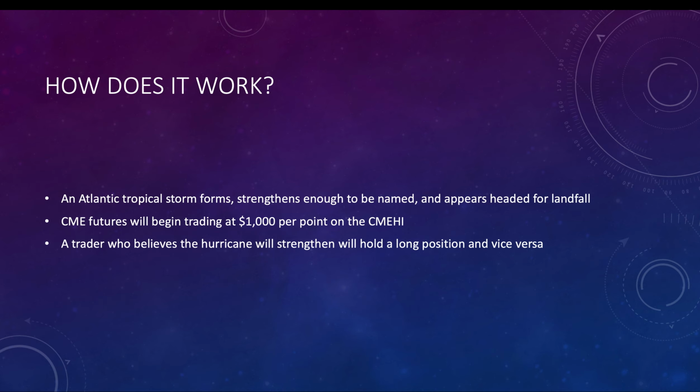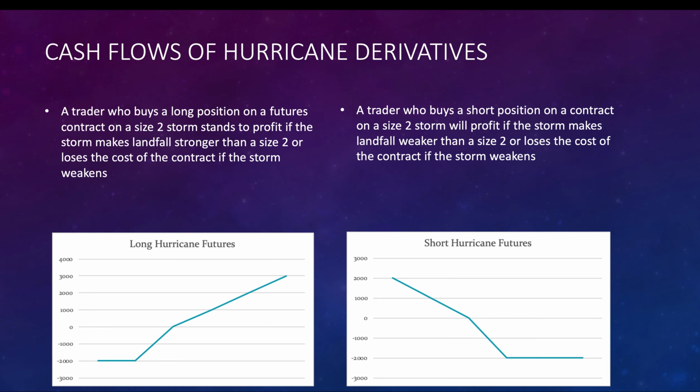So when an Atlantic storm forms and it strengthens enough to be named and appears to be headed for landfall, that's when these futures and options will begin trading. They start trading at $1,000 per point on the CMEHI. A trader who believes that the hurricane will strengthen will hold a long position, and vice versa. If they believe it will weaken, they're going to hold a short position.